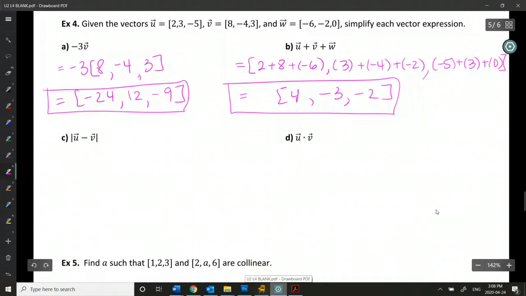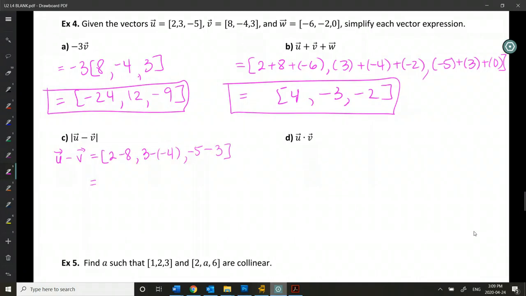Okay, let's take a look at finding a magnitude of a subtraction of two vectors. So first it might be helpful for us to find u minus v. So I'm going to do u components minus v components. Here you can see I've taken the difference of the x's, the difference of the y's, and the difference of the z's, starting with vector u, subtracting the component of vector v. So here you should get -6, 7, -8.